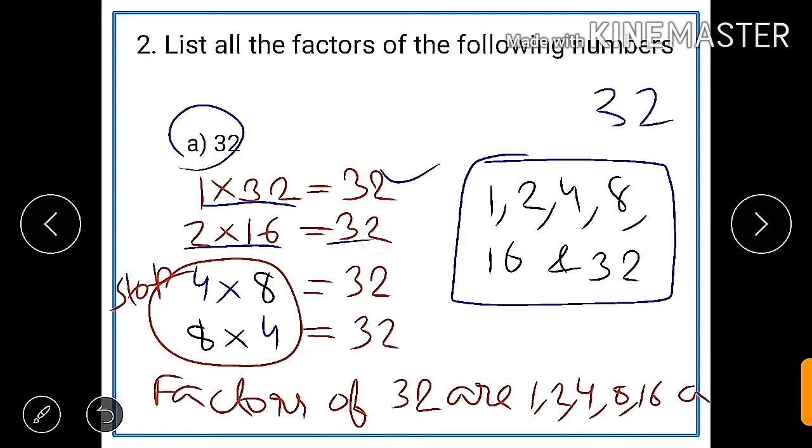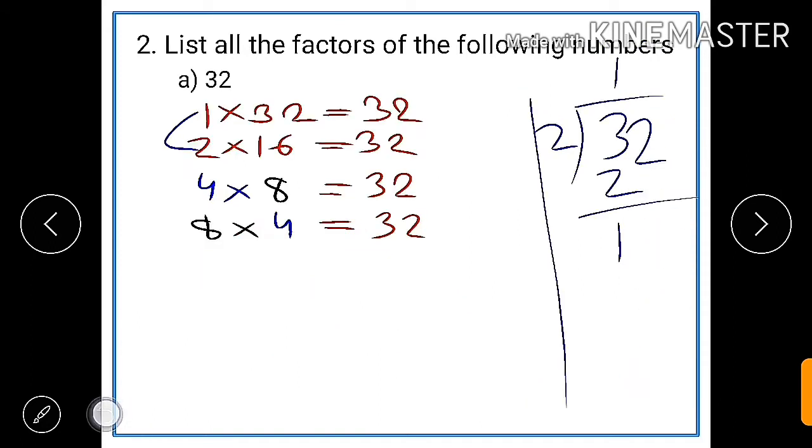If we don't know the multiplication tables well, then we will divide 32 by 2, and as a result we will get 2 ones are 2, and we will get a remainder 1, and we will take this 2 down, so we will get 2 6s are 12. So as a result we have got 2 into 16, that is 32.